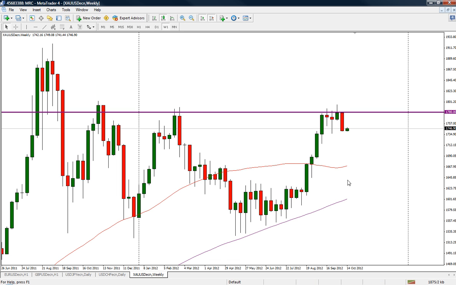So the next key support I look for, I still think it's due to retrace, to be honest with you. The next key support will be that 55-week moving average. It's starting to flatten out a bit as well, and when they flatten out, they do tend to act as good support zones. So keep an eye on that.